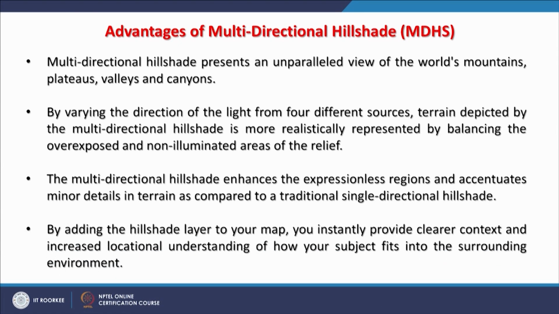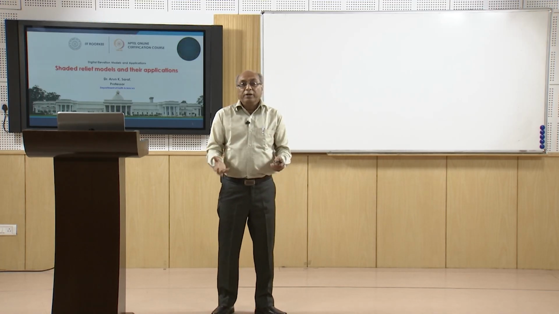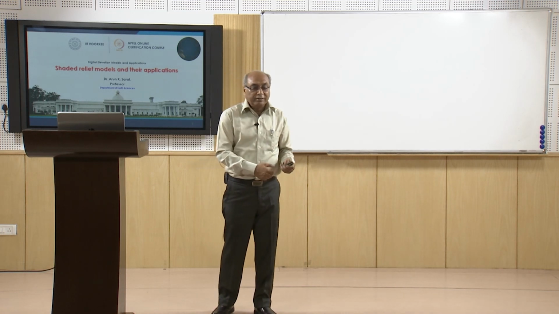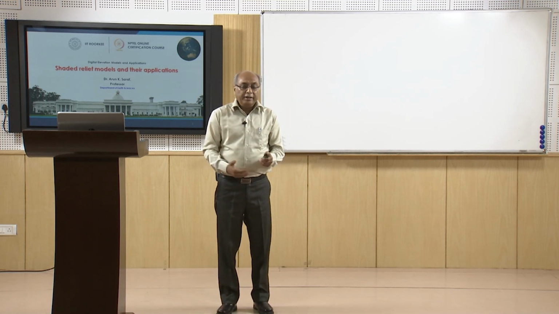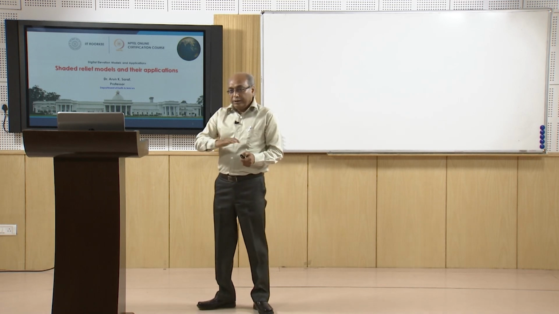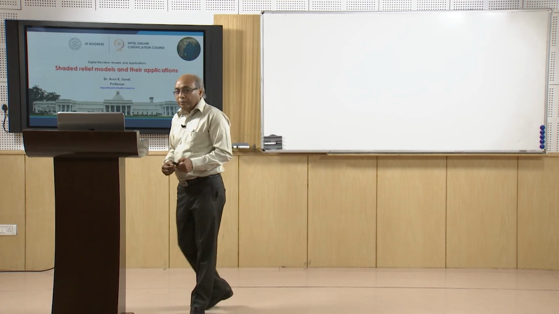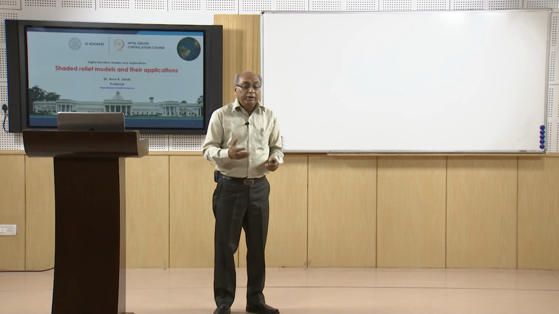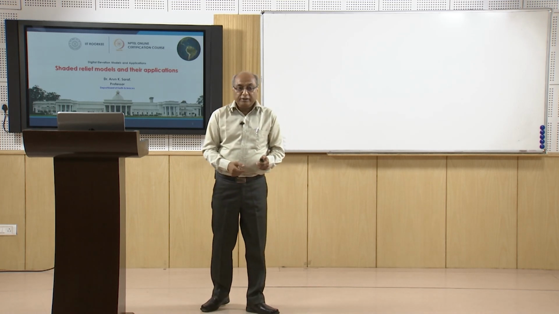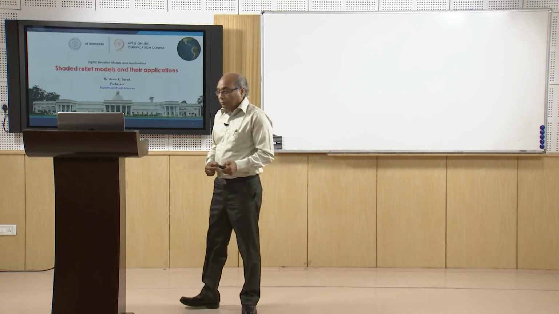And by adding the hillshade layer to your map, no matter whatever the map is, maybe a soil map, maybe a lithological map, maybe a fault map, maybe earthquake epicenters, or maybe a deformation map, examples we have seen. If we bring this hillshade, or maybe a multidirectional hillshade, in the background and bring our map in a transparent manner, then it provides a very clear context and increases locational understanding and terrain conditions about whatever phenomena we want to depict through such integrated maps.